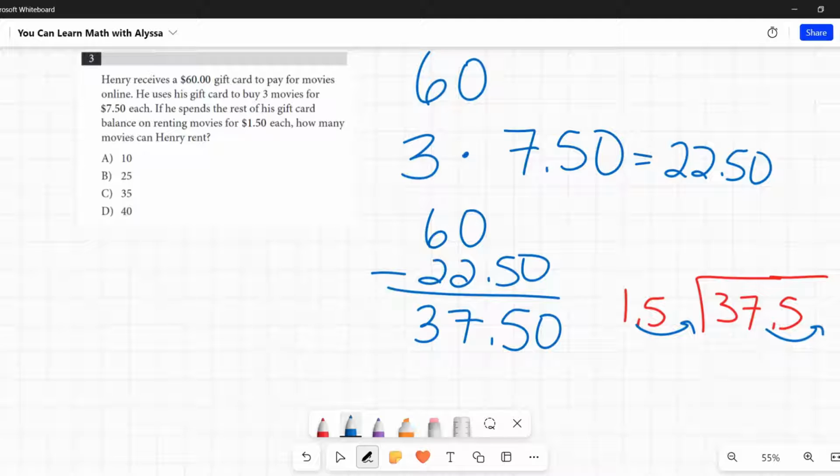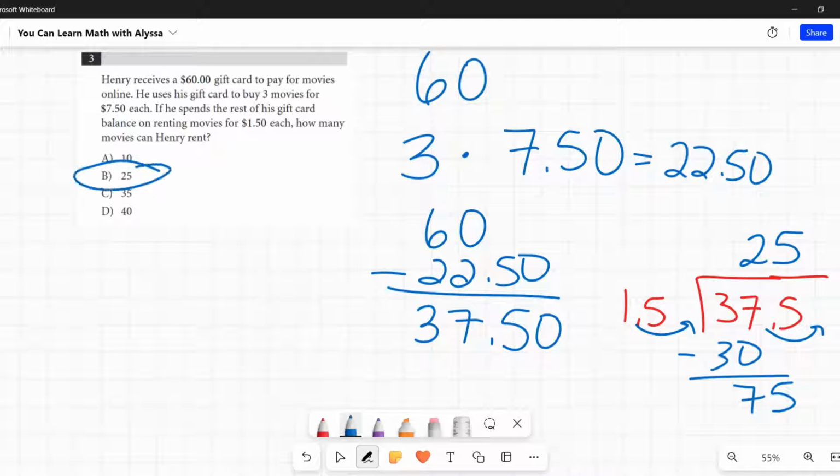15 into 3 doesn't go anytime, but it does go into 37 2 times. 2 times 15 is 30. We subtract, we get 7, bring down our 5. 15 into 75 is 5. So 25 is our answer.